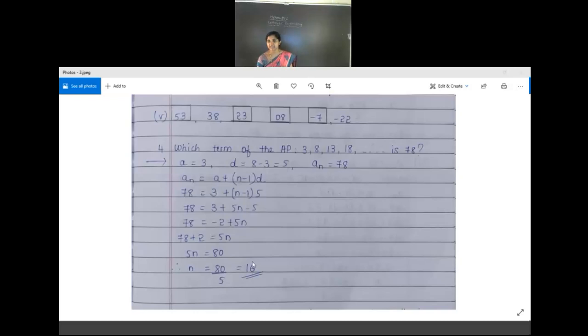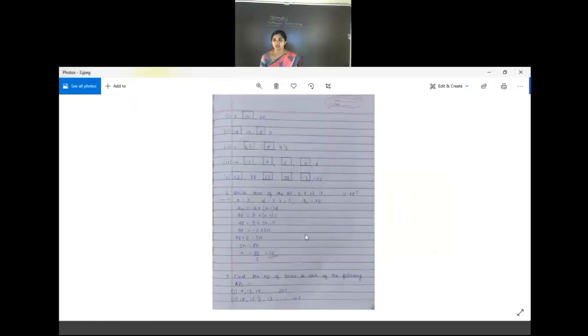Exactly, 78 is the 16th term of this AP. n is equal to 16. Which term of the AP is 78? The 16th term of the AP is 78. Got the idea of this problem now? Yes. So now let us move on to our next question.